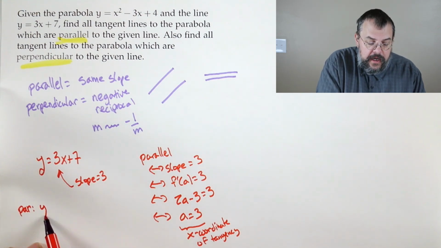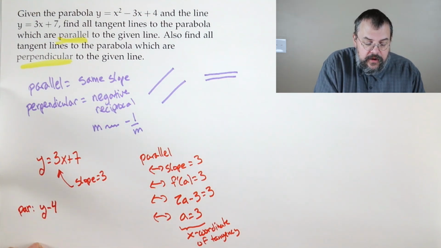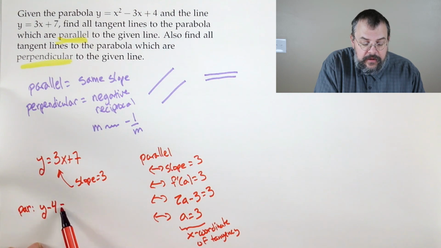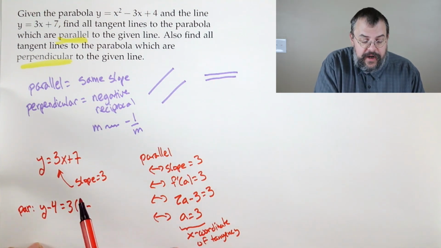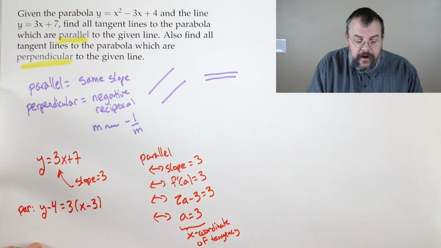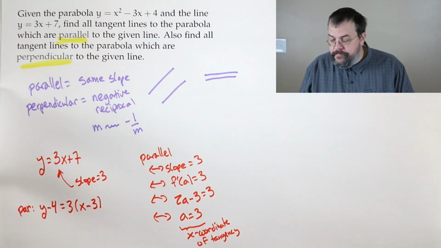So we could say y minus the y value, y minus 4, is equal to our slope. Well, we know our slope is 3, times x minus the x-coordinate, and that's what we found here. So it's x minus 3. All right, so that was our parallel.